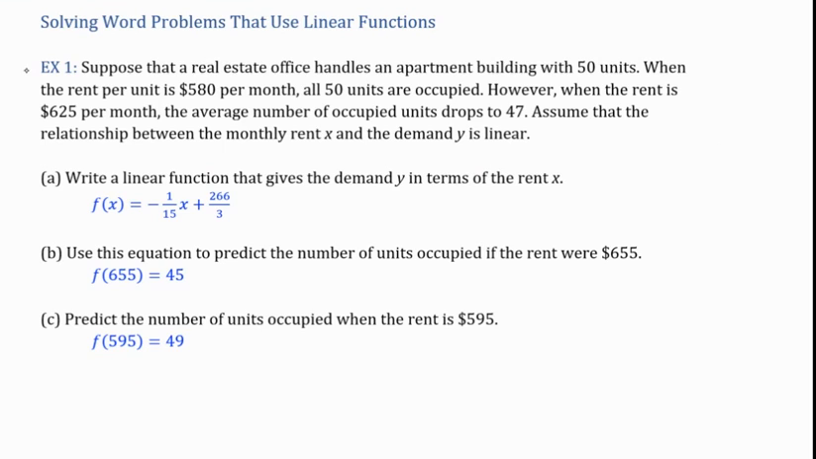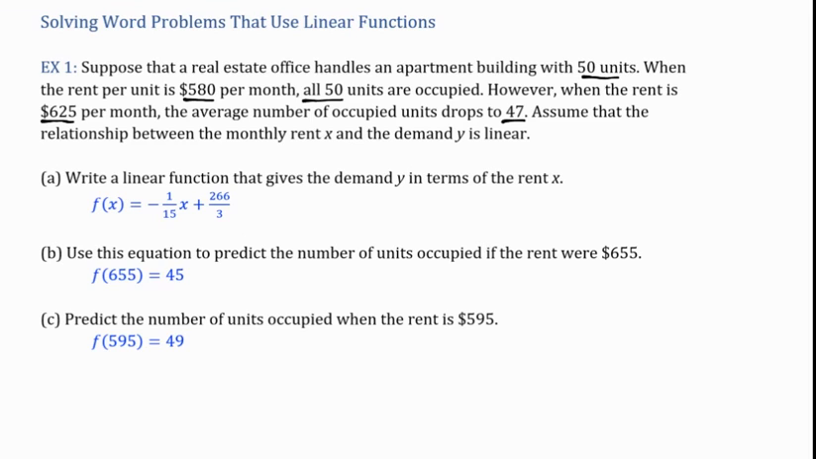So our first word problem says, suppose that a real estate office handles an apartment building with 50 units. When the rent per unit is $580 per month, all 50 units are occupied. However, if the rent is increased to $625 per month, the average number of occupied units drops to 47. So this should make sense. As things get more expensive, less people are interested in purchasing it.